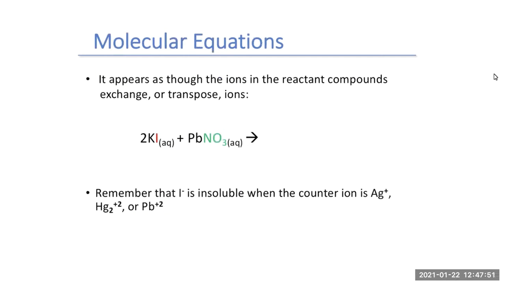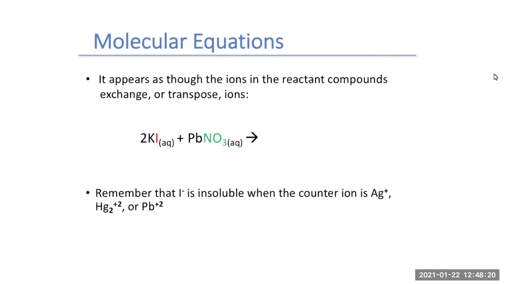Now that we know some of the definitions, let's start looking at our molecular equation. If I give you a molecular equation where I say you have potassium iodide reacts with lead nitrate, first you're going to have to predict the products. The first step is always write out the products. And so if we remember from our solubility rules, the iodides are insoluble when the counter ion is silver, mercury, or lead.